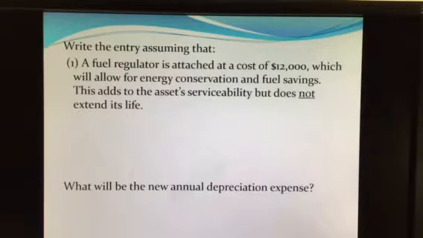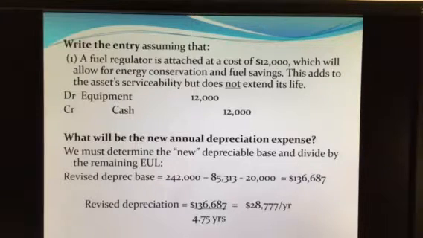So first of all, let's write the entry. Since this is an improvement that adds to the serviceability or the functionality of the equipment without extending its useful life, then we debit the equipment account. In this case, we might have a more precise account title for this. It might be production equipment or production machinery or something like that. But in this case, I'm going to stick to vanilla title equipment. So we debit equipment for $12,000 and credit however we paid it. If we issued a note payable, that would be a credit to note payable of $12,000.